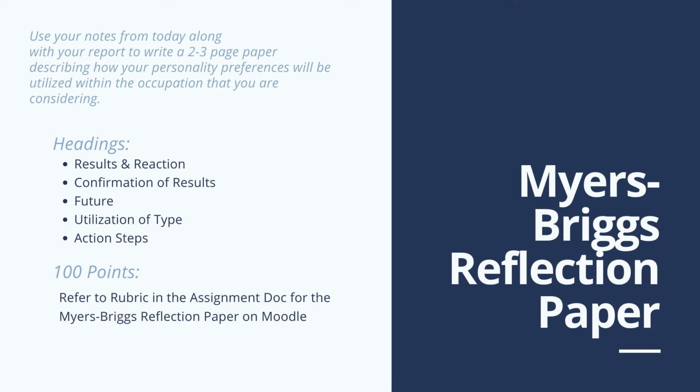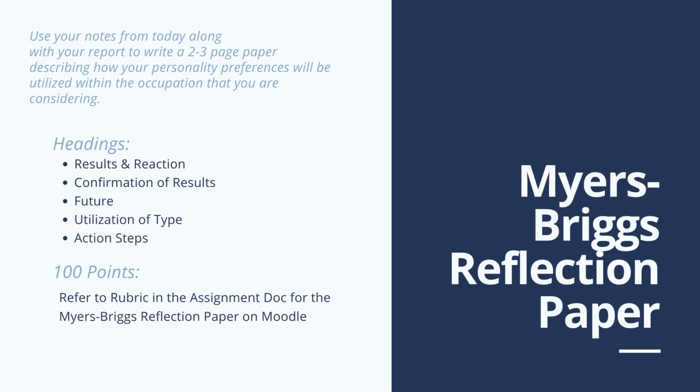Lastly, here is your Myers-Briggs reflection paper. Use your notes from today along with your report to write a 2 to 3 page paper describing how your personality preferences will be utilized within the occupation that you're considering. Listed are the headings that we want you to include. First, results and reaction. Next, confirmation of results. Those were the activities that we did. What did you notice?